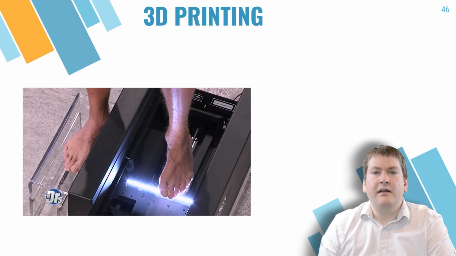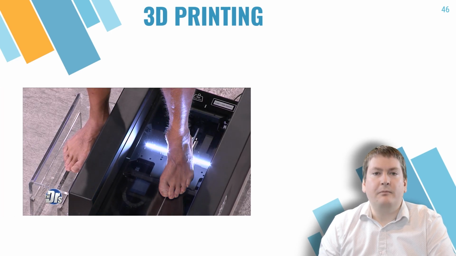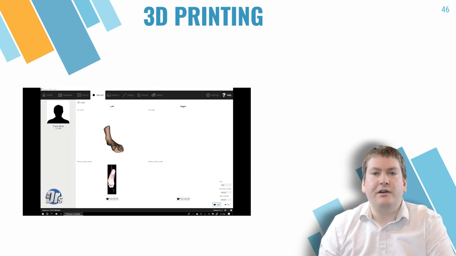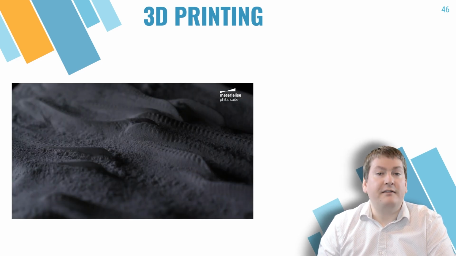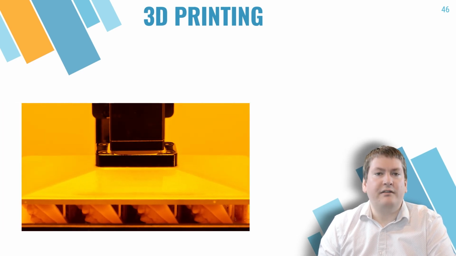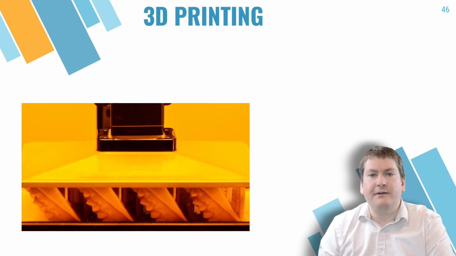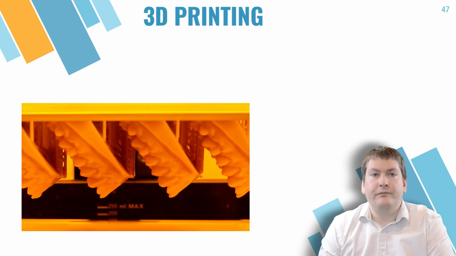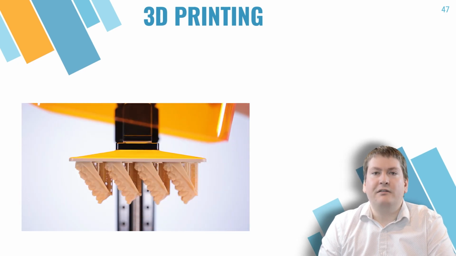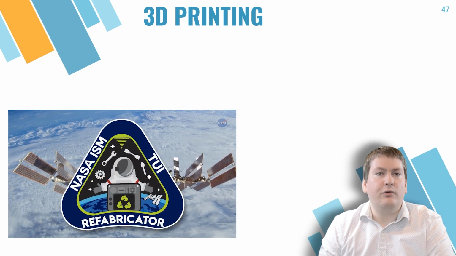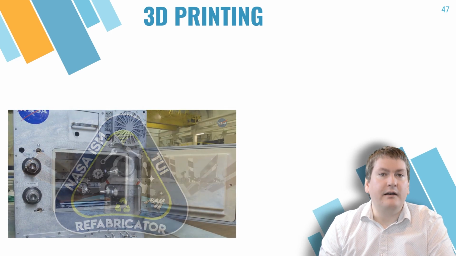Some great examples of this are with custom orthotics, where your feet are scanned and then an orthotic shoe insert is printed for you that matches your foot exactly. 3D printing is also used in dental work to print custom dentures based on 3D scans of your mouth and any existing teeth. Even NASA has been exploring installing 3D printers on the International Space Station to provide an easy way to create new tools and parts that might be needed.